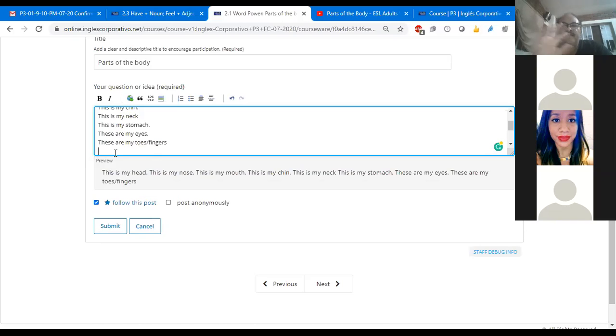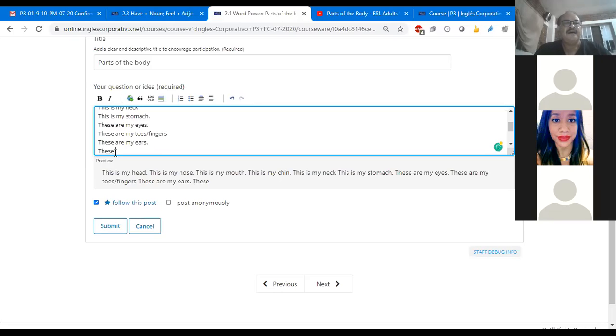Okay. These are my ears. Okay, very good. And así pueden practicar con todas las partes del cuerpo que hemos visto en los dos videos, right? This is my thumb. Okay, this is my thumb, mi dedo pulgar. This is my index finger. Okay. These are my shoulders. Okay, you can say that one here.